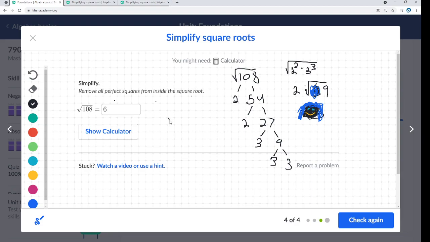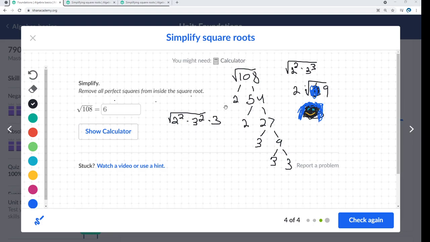So what I should have written was 2 to the second power times 3 to the second times 3, because there's a 3. This 3 is, but you don't just add it. I guess not. So that's how we're supposed to do it. I was supposed to solve it like this, right?